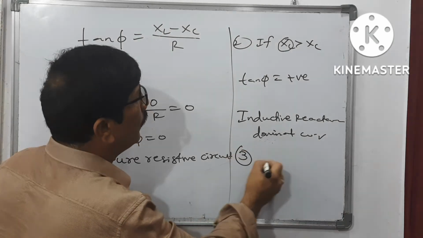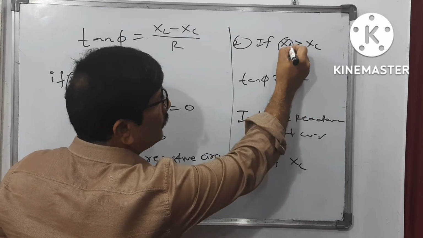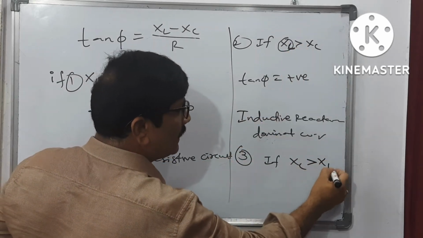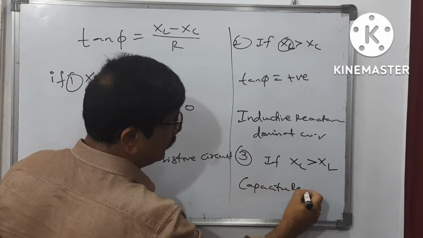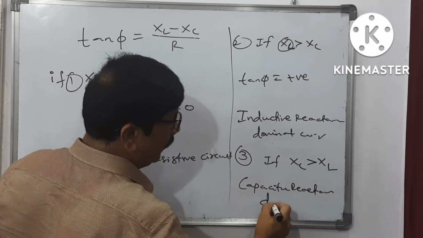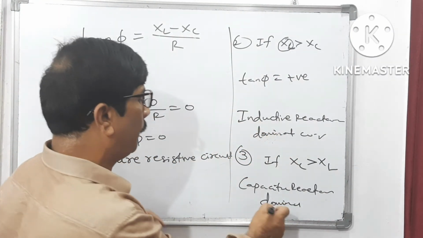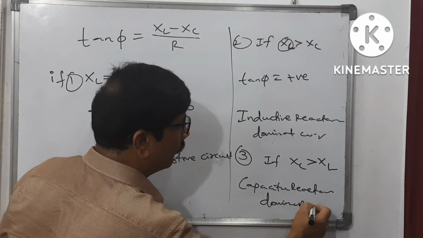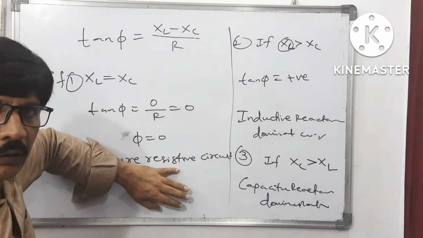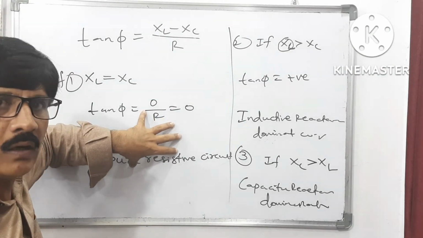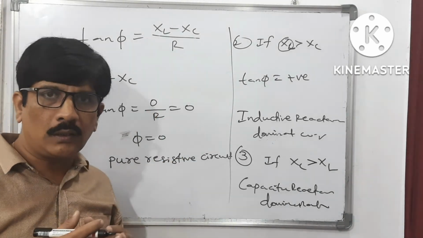But if you go for the third one, if XC is greater than XL, then this circuit is called a capacitive reactance dominating circuit. Here inductive reactance is dominating, here capacitive reactance is dominating. But here, if the resistance is dominating, it is called a pure resistive circuit. This case is also called resonance. What is resonance? Everything I will explain in the next class. I hope you understood these cases.